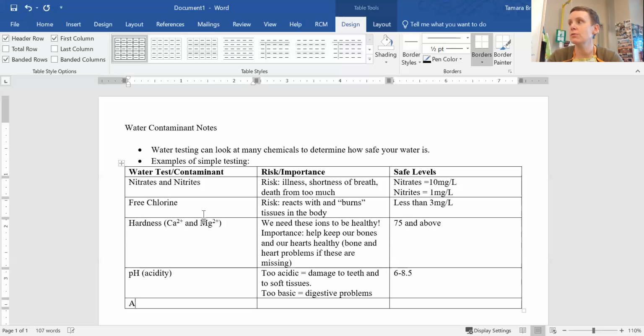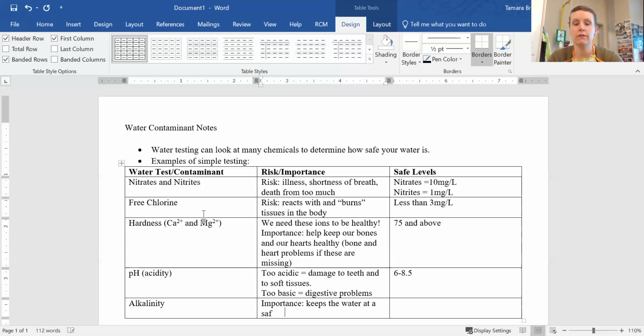Okay, and then our last one is alkalinity. The importance of alkalinity is it keeps the water at a safe pH level. So if you don't have the right alkalinity, your pH can swing up and down. So alkalinity is important, and we want our alkalinity to be 20 to 200 milligrams per liter.